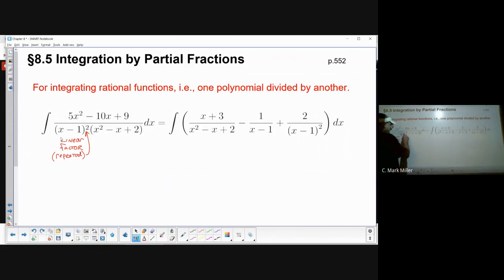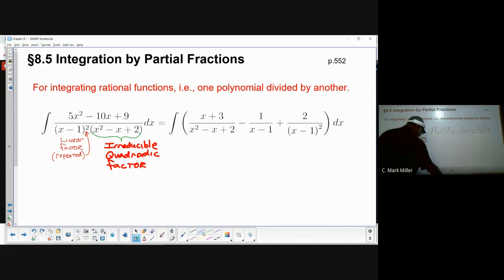This is an irreducible quadratic factor, with the key being irreducible. Quadratic factor, right? And this is non-repeated in this case.